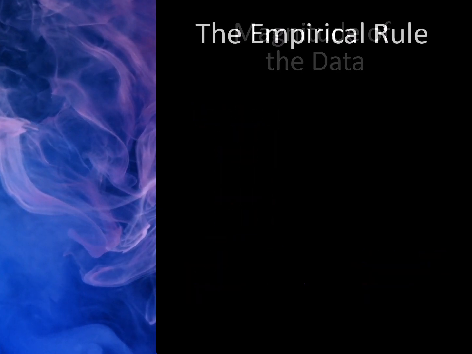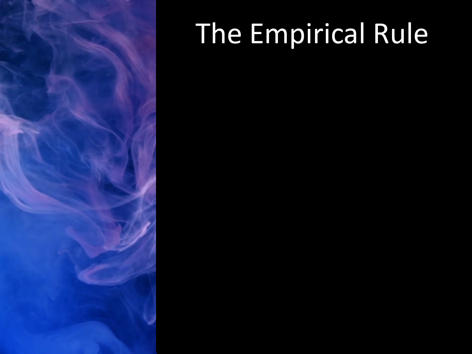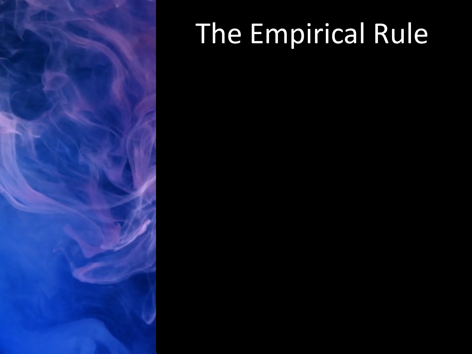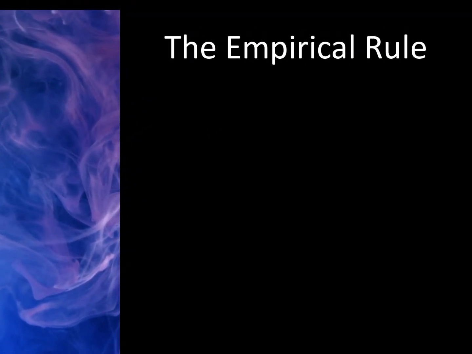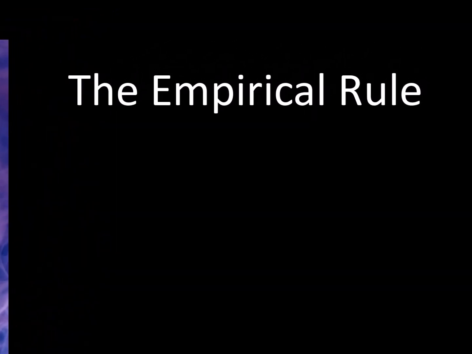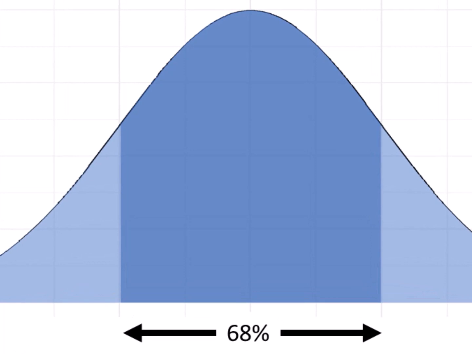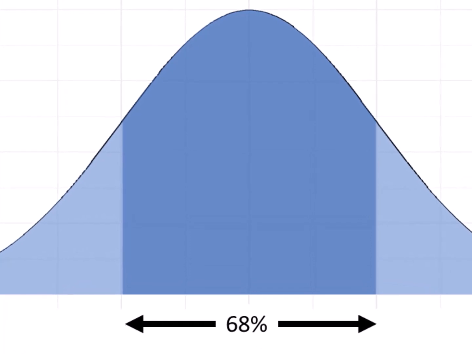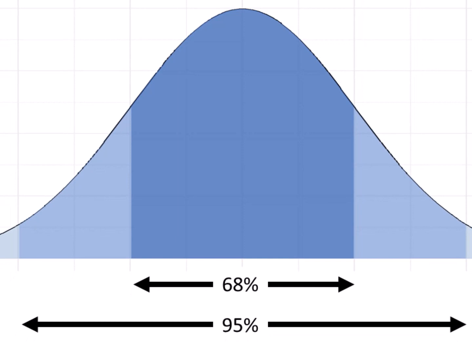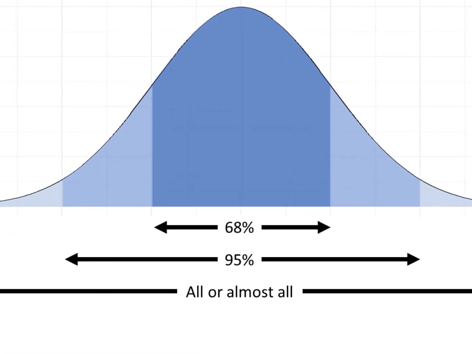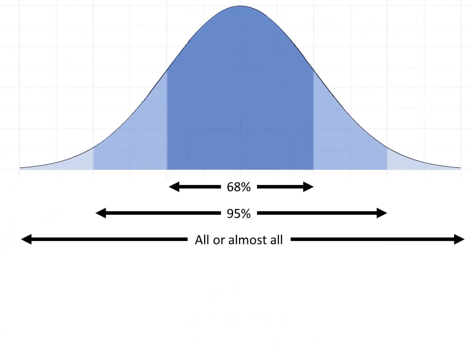If a distribution is bell-shaped, or normal, not only do we expect for the mean and median to be approximately equal, but we can use the standard deviation to describe the distribution using a rule known as the empirical rule. The empirical rule states that if a distribution is normal, then approximately 68% of the data will be within one standard deviation of the mean. Approximately 95% of the data will be within two standard deviations of the mean, and all or almost all of the data will be within 3 standard deviations of the mean.